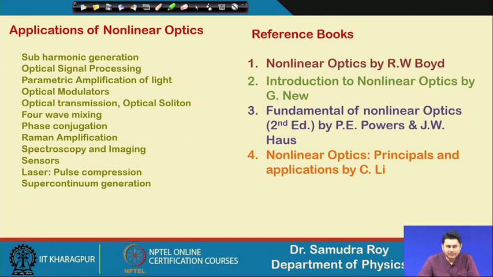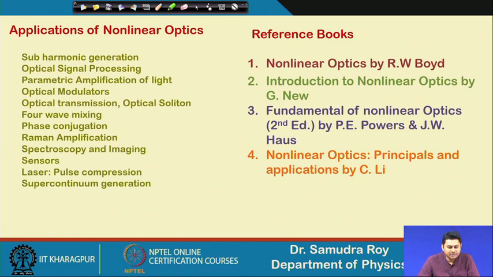Parametric amplification of light: that means we want to amplify some light, we launch the light, and then due to some nonlinear effect, some energy is exchanged with another wave, which we call the pump. This pump wave gives some energy to the signal wave, and the signal wave gets amplified. All these processes are nonlinear in nature, and this is called parametric optical amplification.